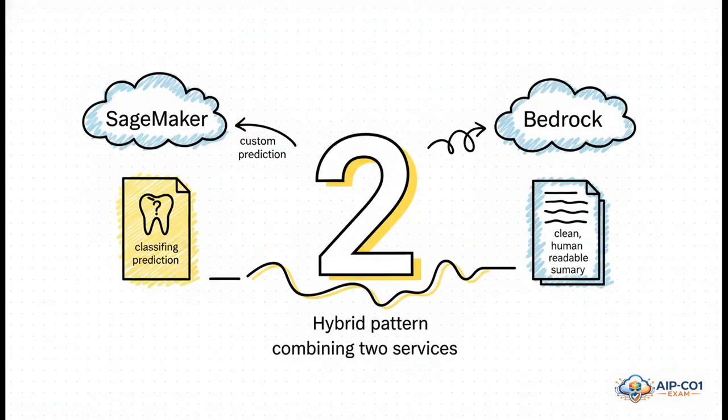And here's a little pro tip for you, a really powerful pattern. Start thinking in terms of hybrid solutions. Seriously, the best architectures often combine services. For example, you could use a custom SageMaker model to classify that dental document, but then you pass that classification over to Bedrock to generate a nice human-readable summary. You get the best of both worlds, custom prediction and powerful generation.